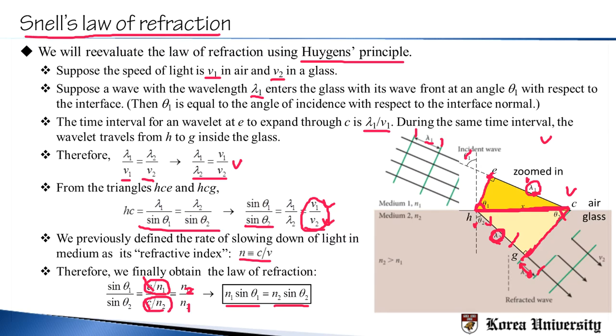Of course, you have to remember this, but you also have to understand what it is. What it tells us is that when light goes through different media, the product of the refractive index and the sine of the angle is equal. Therefore, when the refractive index is higher, the angle of refraction will be smaller, and when the refractive index is smaller, the angle of refraction will be higher. This is Snell's law of refraction, and this explains what we have seen in the simulated experiment.